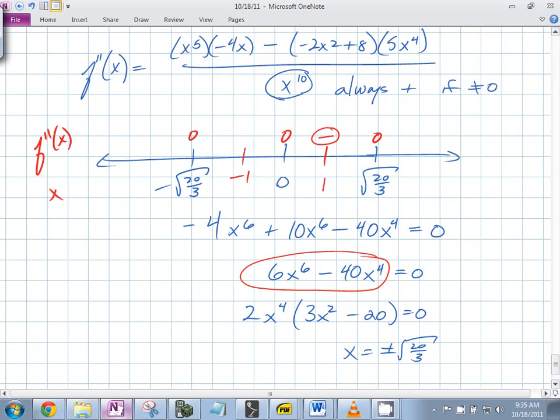Both negative. What happens if we plug in a billion, trillion, quadrillion? It's a huge number. What's it going to be? Positive. Because what happens to that x to the 6th? It gets huge. Does it matter what that x to the 4th is, even if it's 40 times it? No. What happens if we plug in negative something huge? Same thing. Positive, right. So here's the deal. We know that inflection points are going to occur where? Negative root 20 over 3 and positive root 20 over 3. But those aren't points. Those are the x values for that, okay?